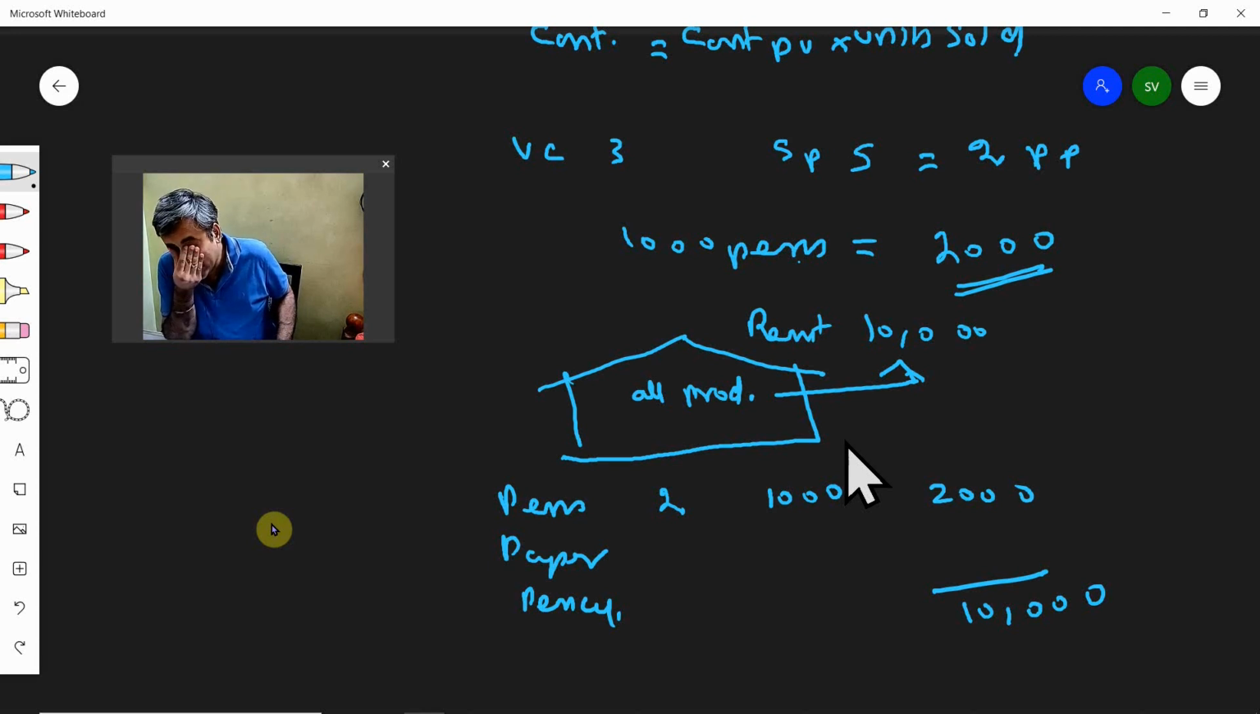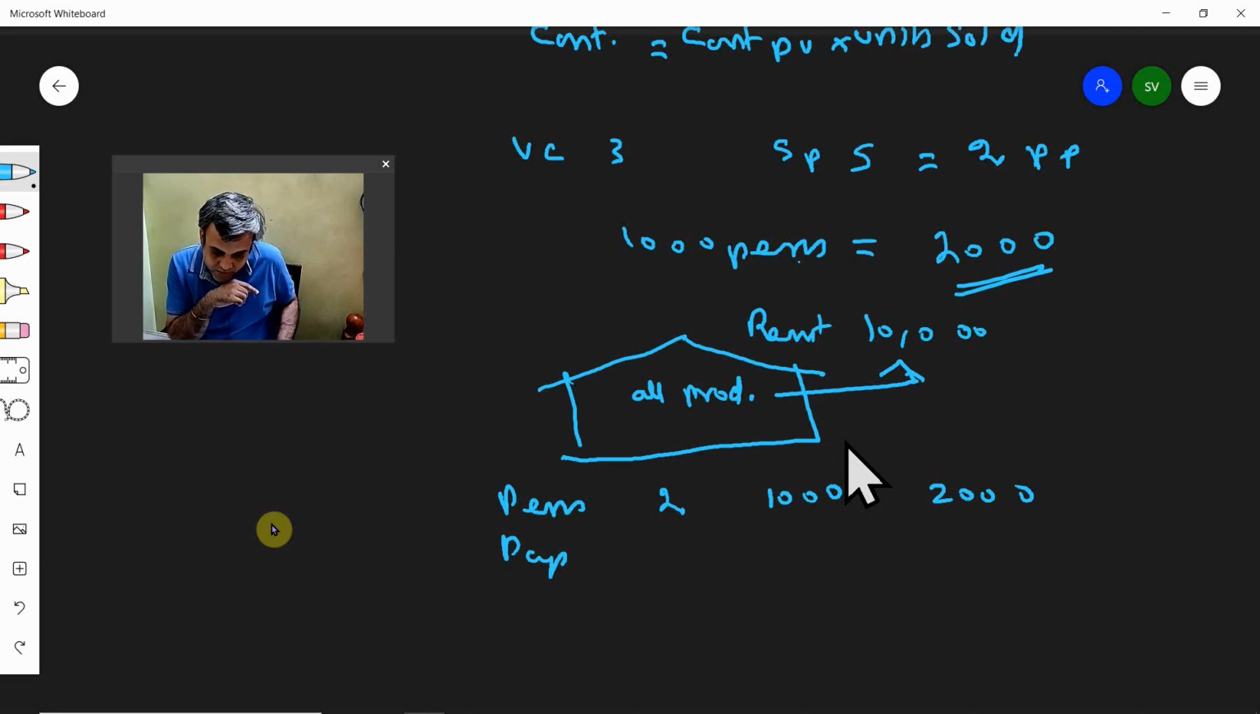So I'm going to set up an equation, or a computation, which shows how I can equate all the contribution to FC and crack for BEP. Let's go for it. Now concentrate.